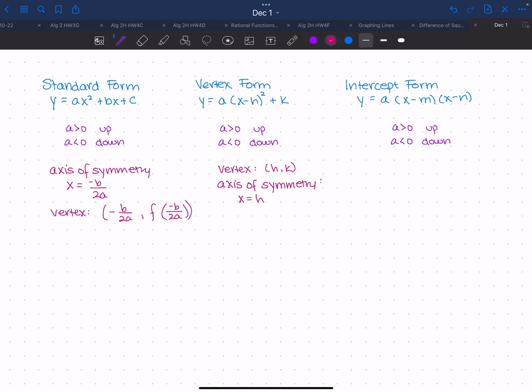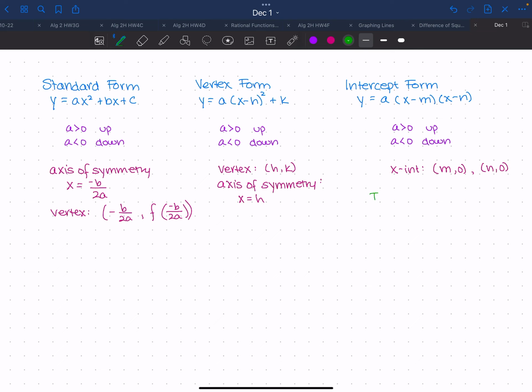Intercept form we haven't talked about yet. So with intercept form, it's called intercept form for a reason, because you can find the x-intercepts. I'm just going to put this here, but then I'll show you why. X-intercepts are going to be at (m, 0) and (n, 0). And if you want, pause the video right now and try and figure out why these are the x-intercepts. So let's look at why they're the x-intercepts.